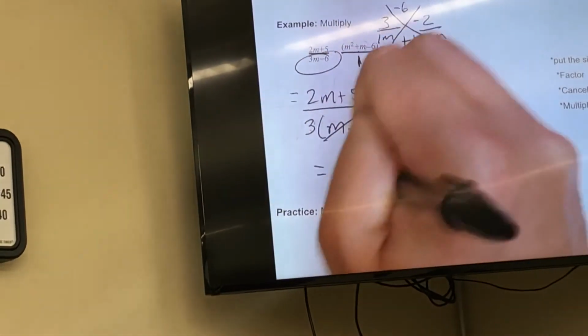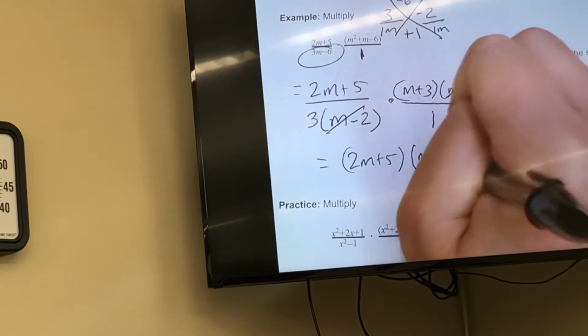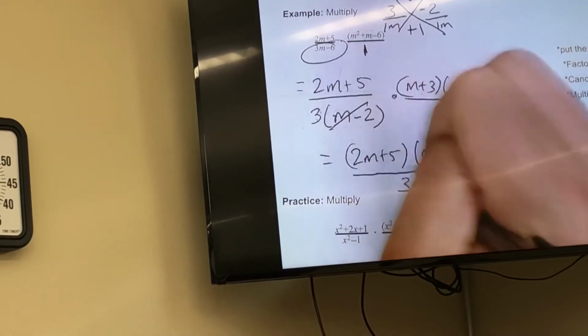Up top, we have 2m plus 5 and m plus 3 all over a 3.